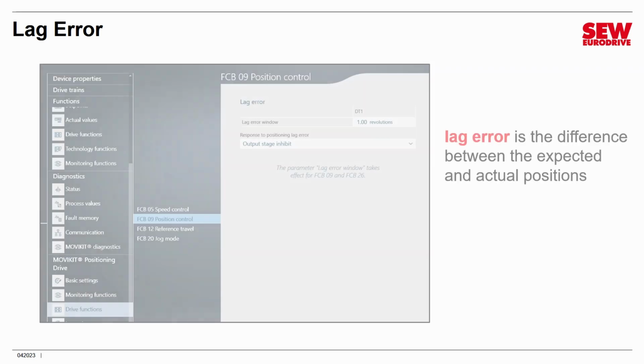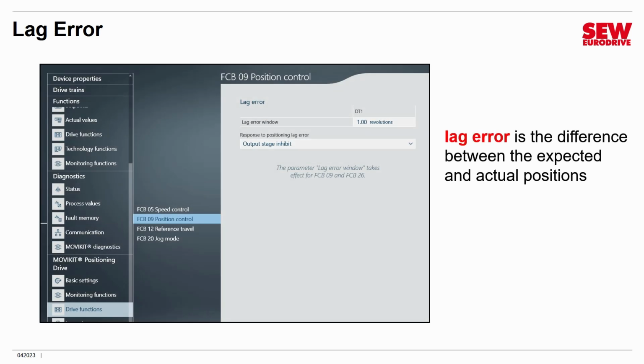Something new I want to talk about with positioning, we haven't talked about this before, and that is lag error. What is that? Well, it's something you set up in FCB09, which is the positioning FCB. Lag error is the difference between the expected and the actual positions. In other words, what the VFD thinks the position should be and what the encoder is reporting its actual position is.